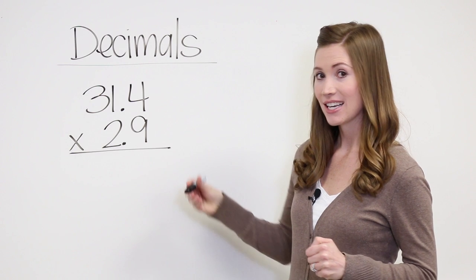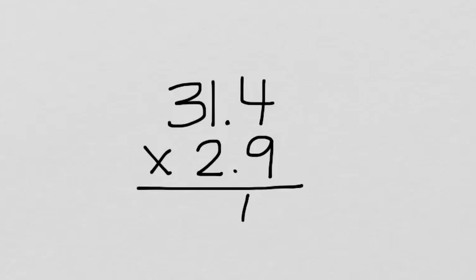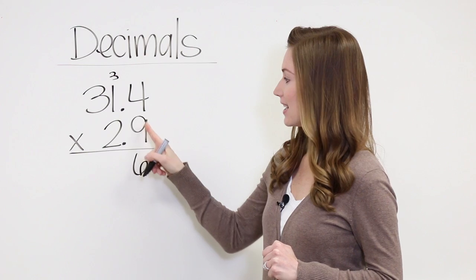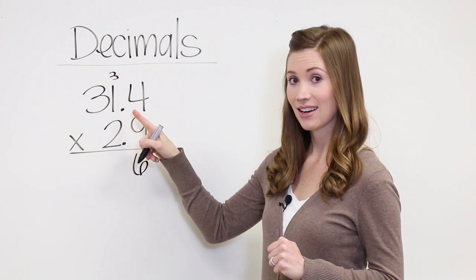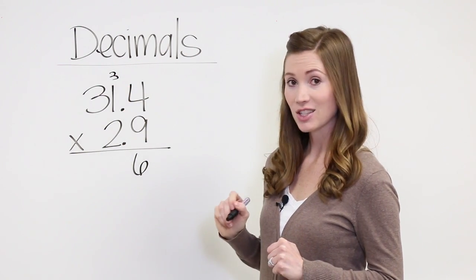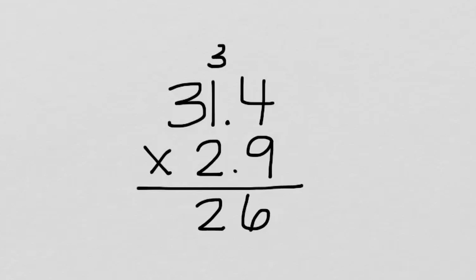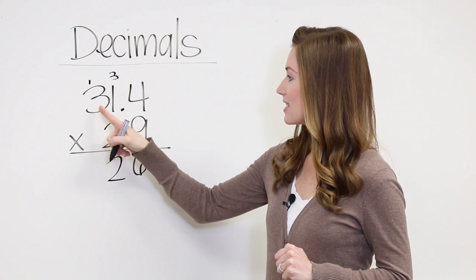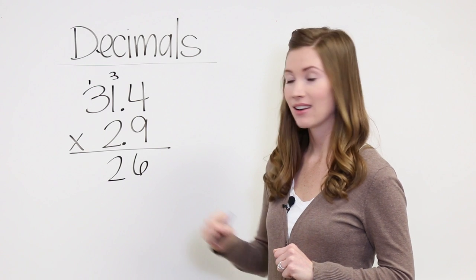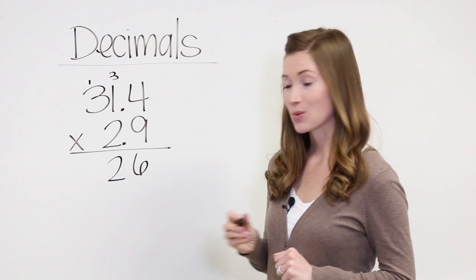9 times 4 is 36. We write the 6. We carry the 3. 9 times 1 is 9. Plus 3 is 12. We write the 2 and carry the 1. 9 times 3 is 27. Plus 1 is 28.